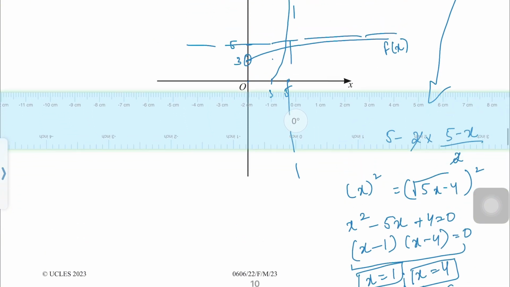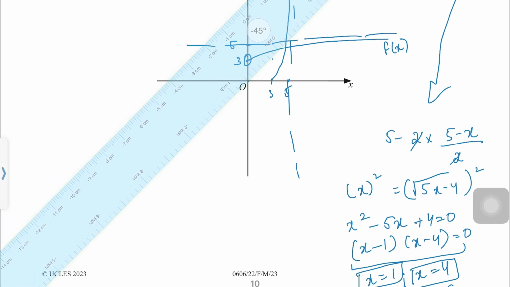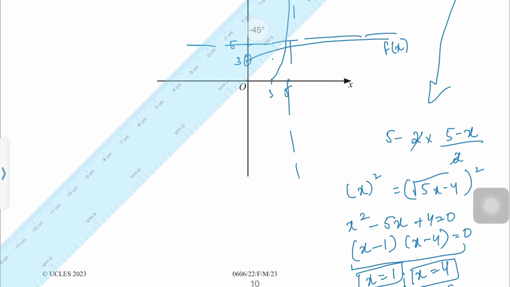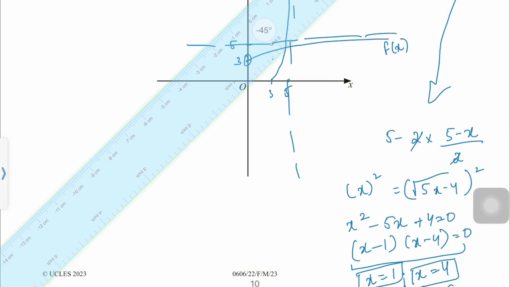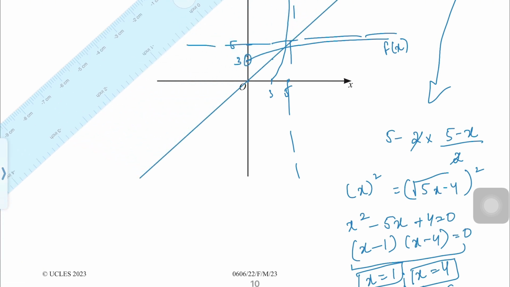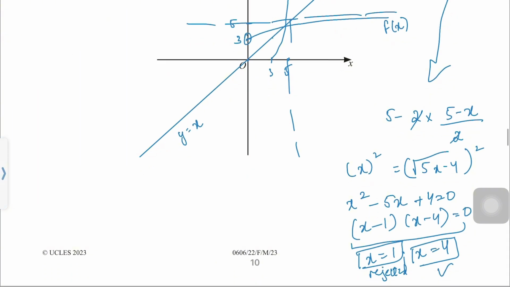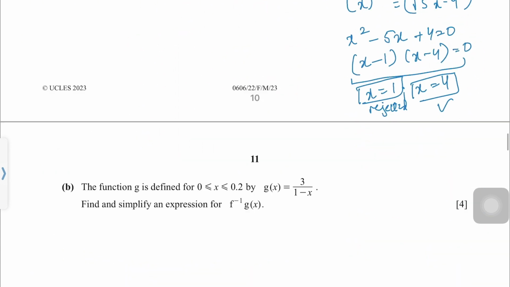Let's just take a scale to make a line over here. So this is our final line, the y equals x line. Let's just remove our ruler. So this would be our part 3. Now moving on to part B.